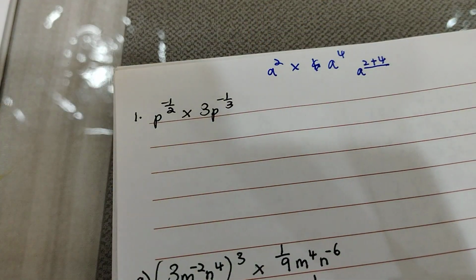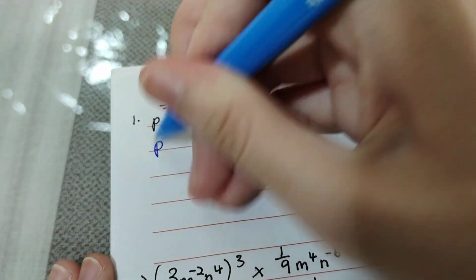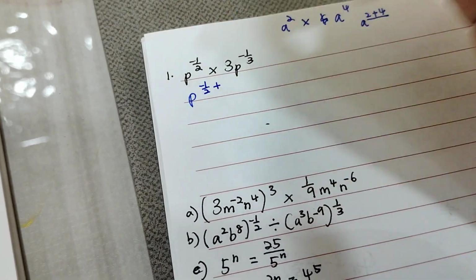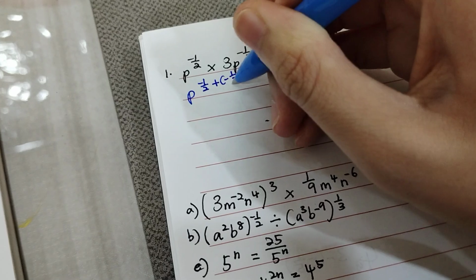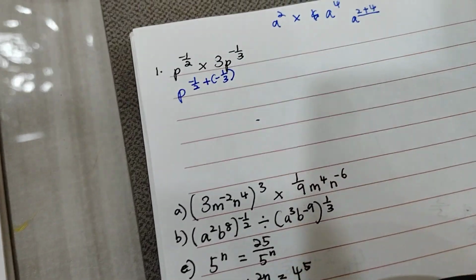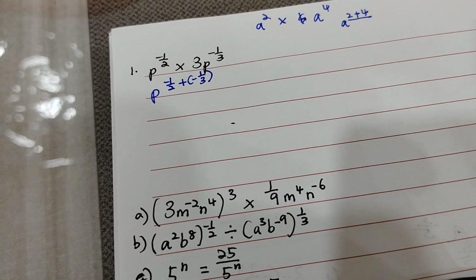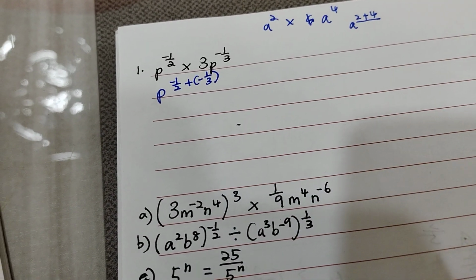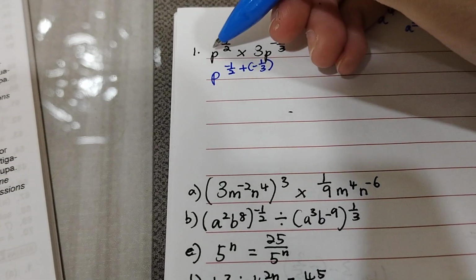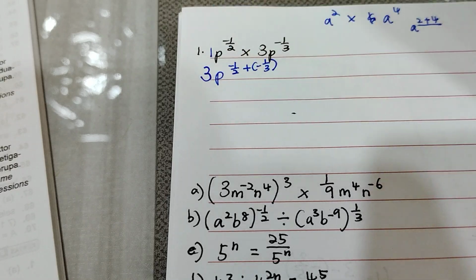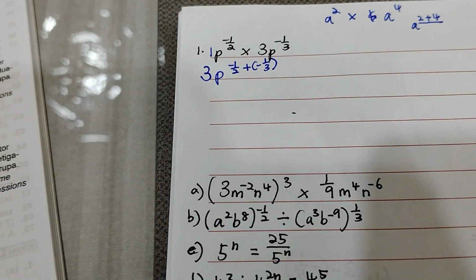So we can do that here. I will write that down: p to the power of negative 1 over 2 plus negative 1 over 3. For this p here, this is 1 times 3, you get 3, so you can put the 3 over here. Then you can do this yourself.